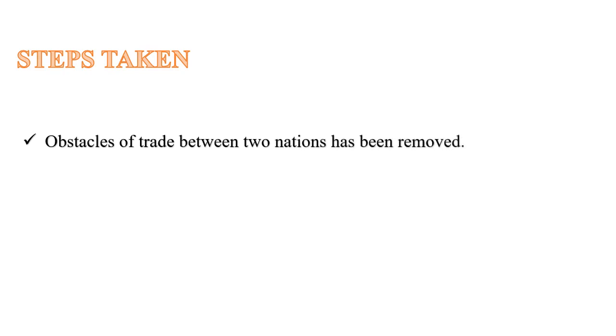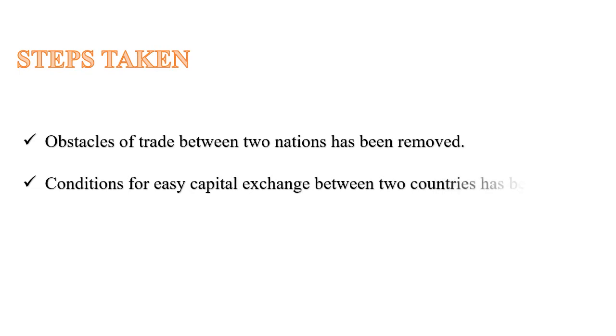What were the steps taken in the globalization? The first step, the obstacles of trade between two nations has been removed. That means whatever problems were there, whatever obstacles were there in the trading of the nations, those have been removed properly. Second, conditions for easy capital exchange between two countries has been created. Such conditions have been created so that the capital, the money, the assets, the goods and technology could exchange between two countries easily.